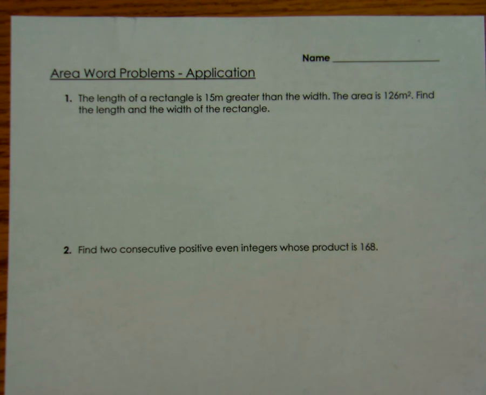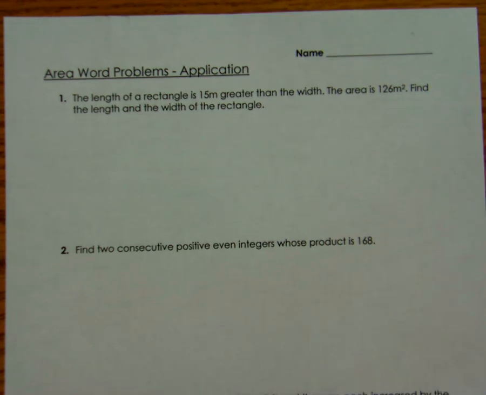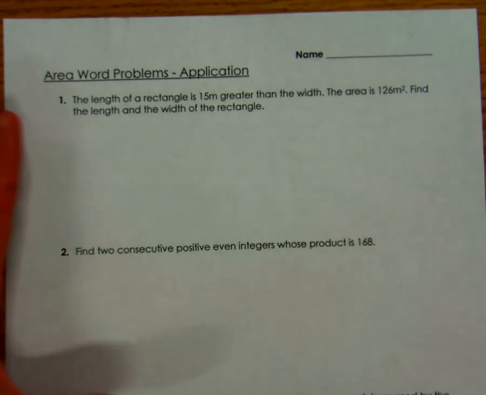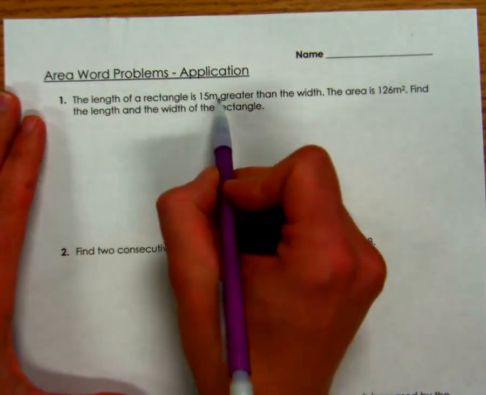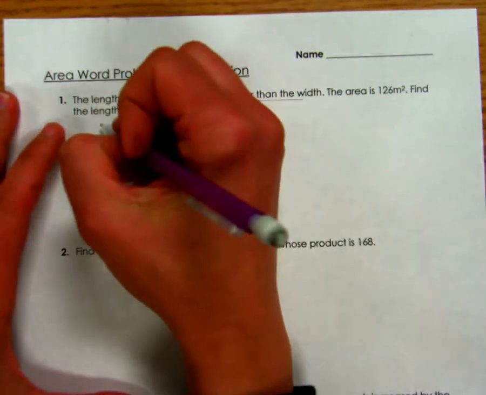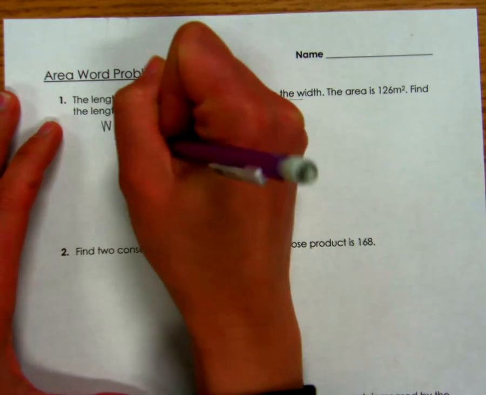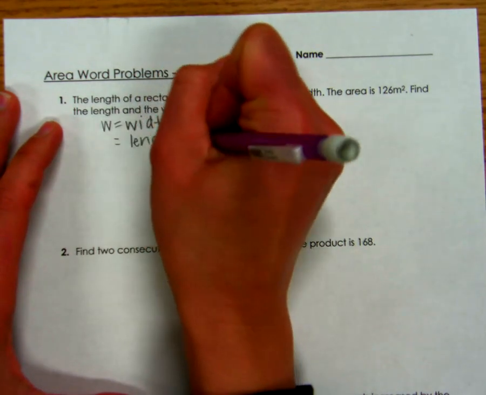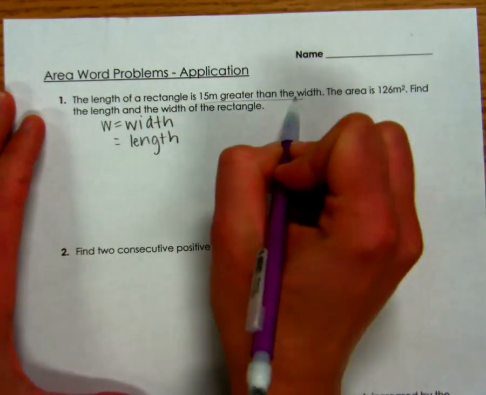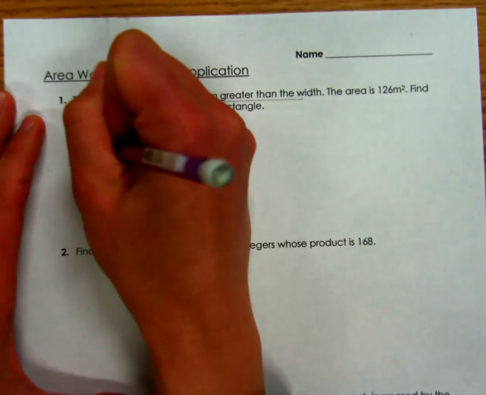the length of a rectangle is 15 meters greater than the width. The area is 126. Find the length and width of the rectangle. They have described my length in terms of my width, so I'm going to say W is my width. And then to figure out my length, I don't want to use a new variable. I'm just going to say it's W and then 15 more, so W plus 15.